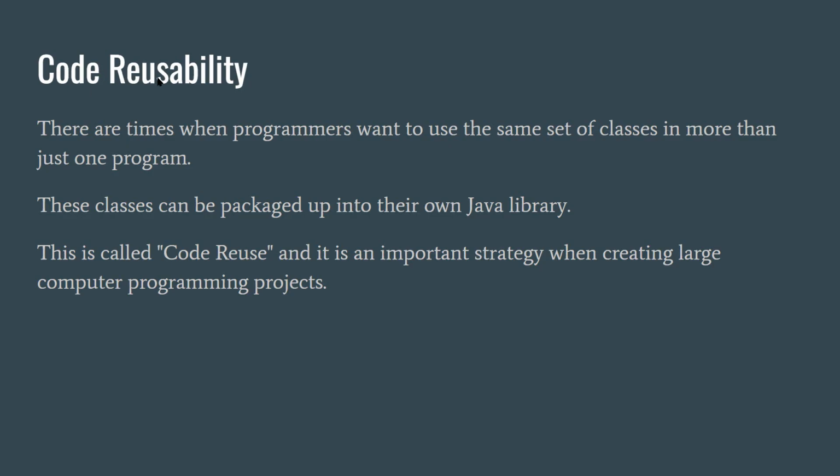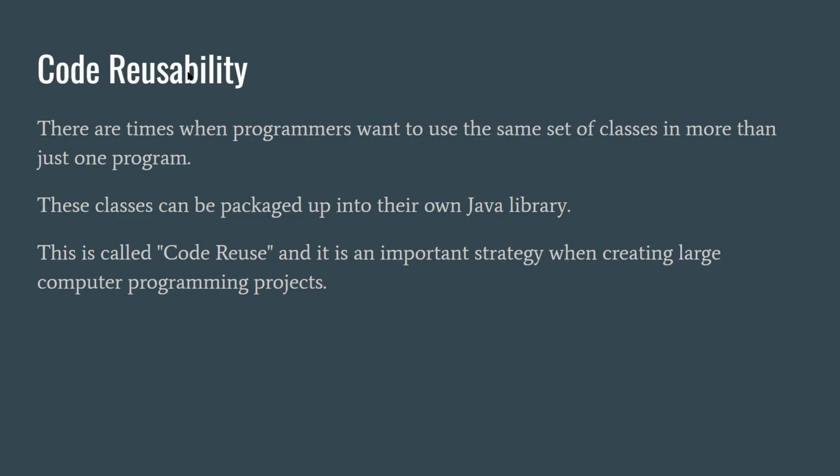This idea of code reusability: a lot of people think you write code from scratch all the time, and that's not really true. Typically what you're doing is you're taking code that's already been written and reforming it or reusing it in a way that maybe it wasn't originally designed for, but it's still useful in this other project. There are times when programmers want to use the same set of classes in more than just one program, so we set up a Java library to do that.